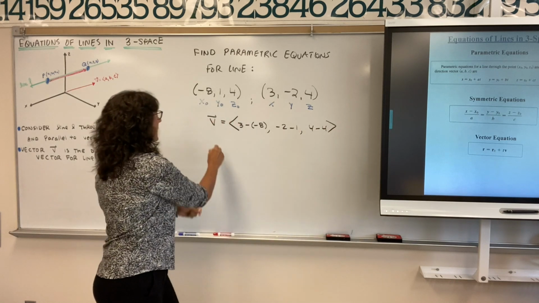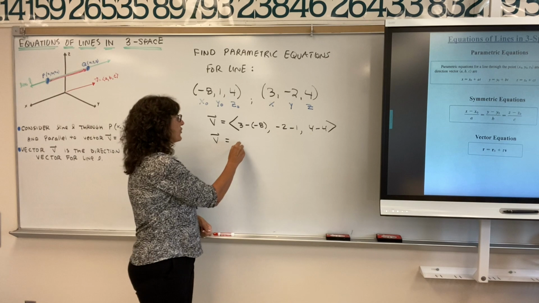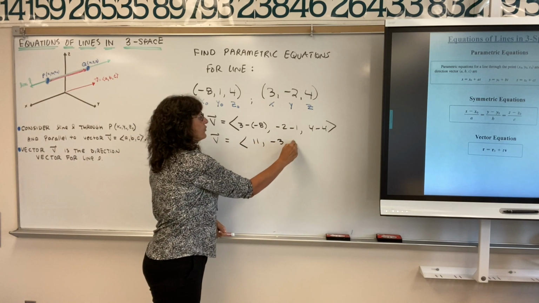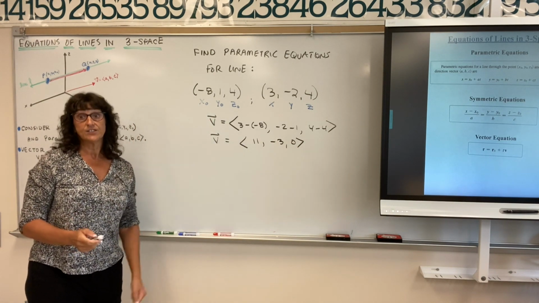When we simplify, because we're getting our parallel vector that we need for this equation, 3 minus -8 is 11. -2 minus 1 is -3, and 4 minus 4 is 0. So here is the direction the line is going. This is our vector.